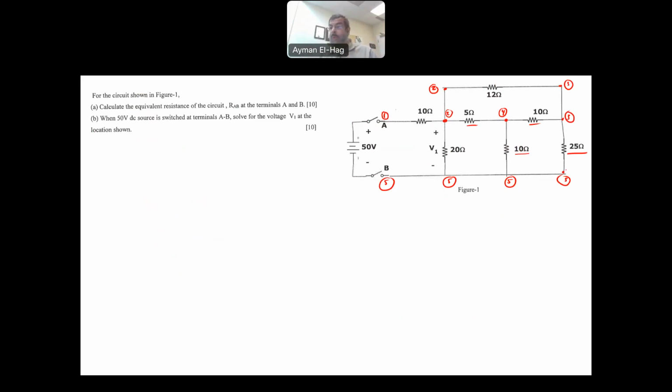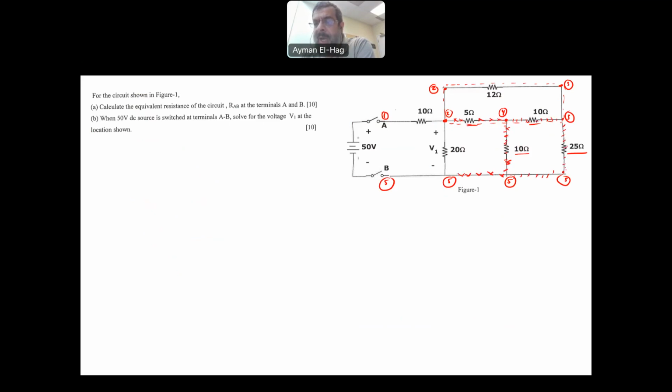Now, we have multiple deltas here. This is a delta connection. How do I know this is a delta connection? Because the start of one resistor is connected to the end of the next, the start to the end, the start to the end. So this is a delta. This is also a delta connection. This is also a delta connection. This is also a delta connection. So we have three delta connections.